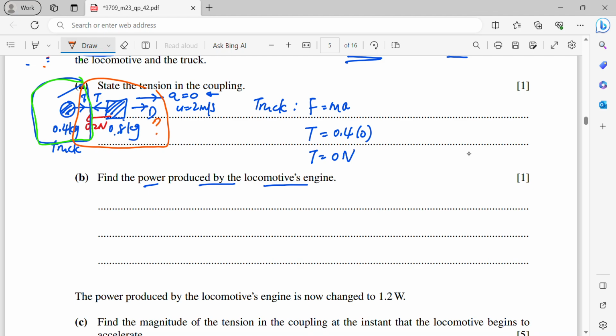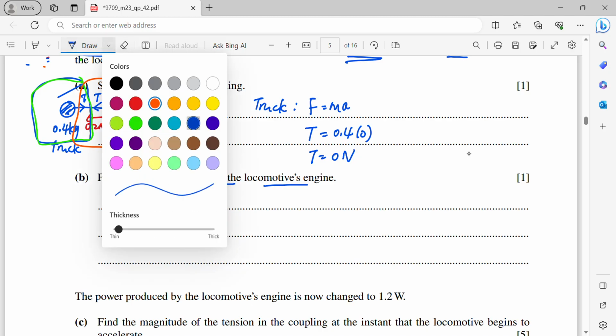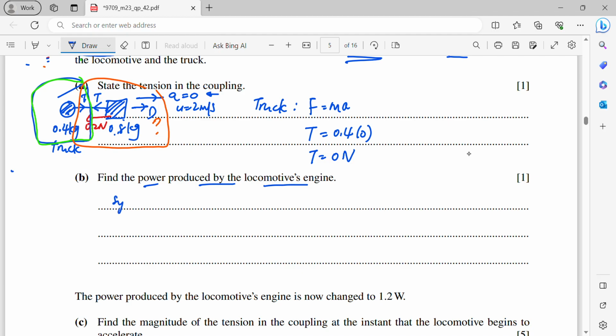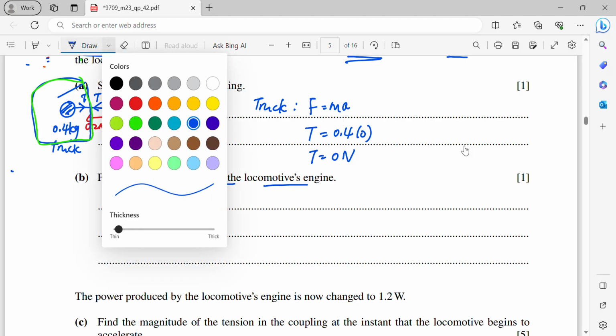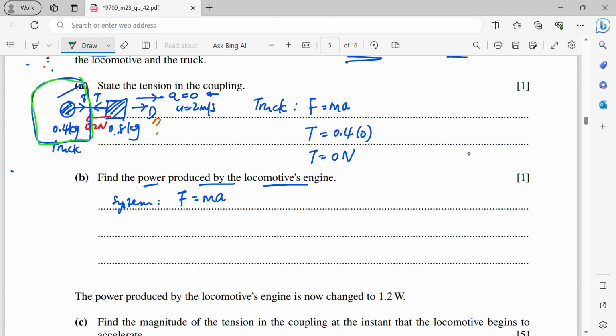Okay, what is the driving force? Do not know. So therefore I have to consider the whole system in order to get the D. So when I consider the whole system, again using Newton's second law, you have two choices: either you use the whole system or you can just refer to the locomotive.